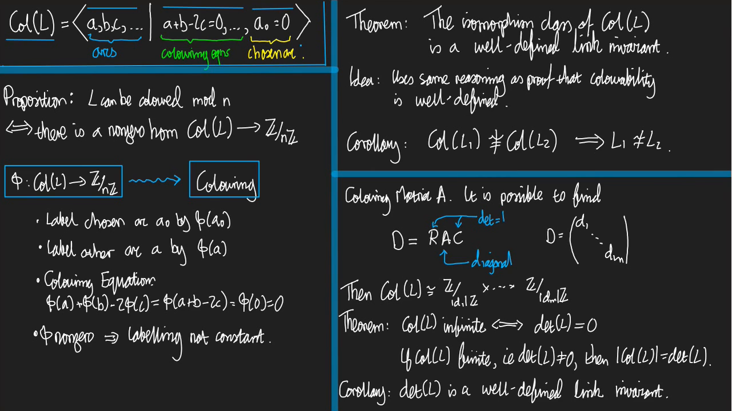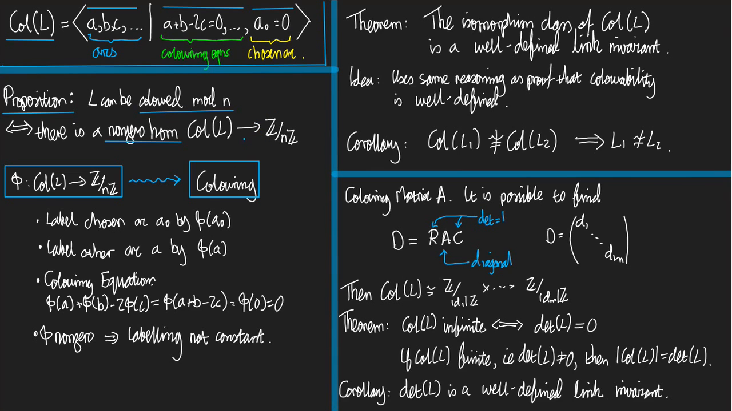And we've seen in previous videos how to work this out in practice, but here's some theory about it. So first of all, proposition. A link L can be coloured mod n, so back to the old notion of colourability, if and only if there's a non-zero homomorphism from the colouring group into the integers mod n.